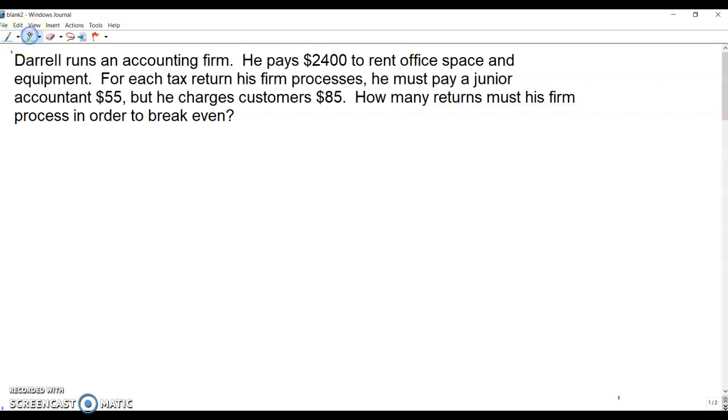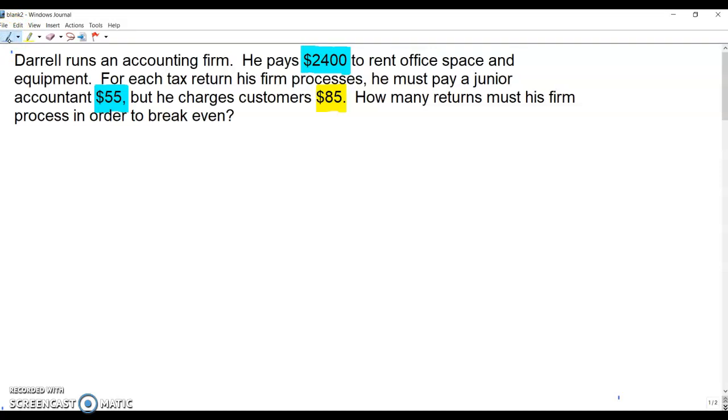So you can see that this $2,400, that's a fixed expense. He's going to pay that no matter what, no matter whether he processes 1,000,000 returns or 0 returns. He has to pay that money. And then we have a per unit expense, $55 per return. If we look at how he makes money, he charges customers $85 per return. Usually there's not a fixed amount that you get for your income. Nobody's going to give you something for nothing.